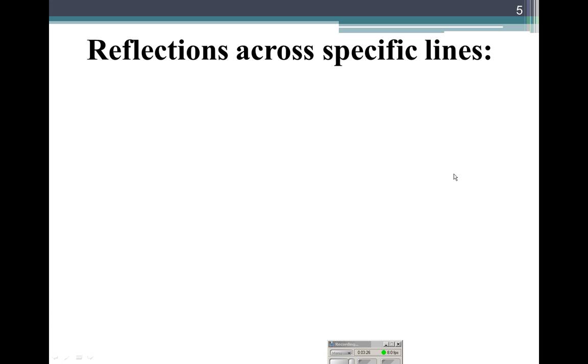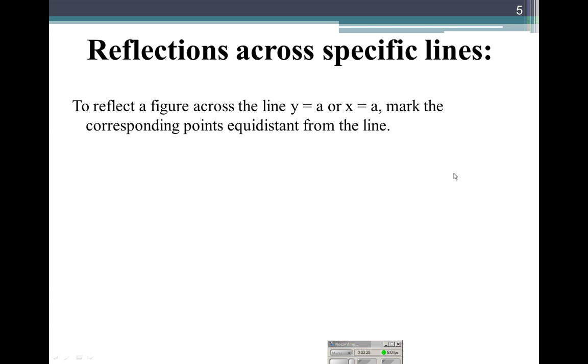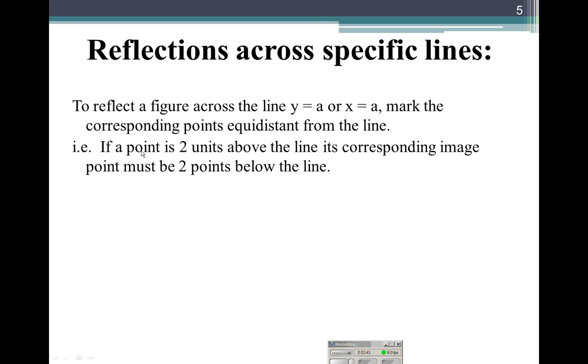Sometimes there's a specific line that you reflect across. A line y equals a, that's a horizontal line through that number. A line x equals a is a vertical line through that number. Just mark the corresponding points equidistant from the line. For example, if a point is 2 units above the line, then its corresponding image has to be 2 points below the line.